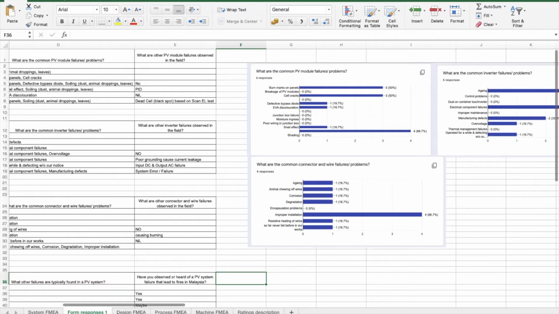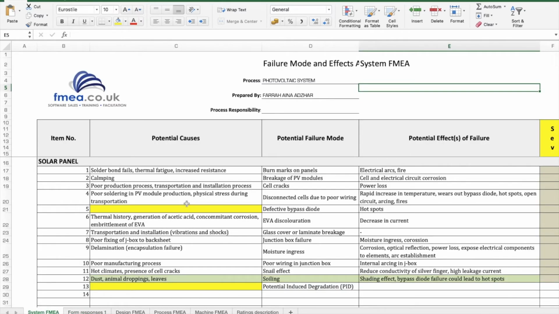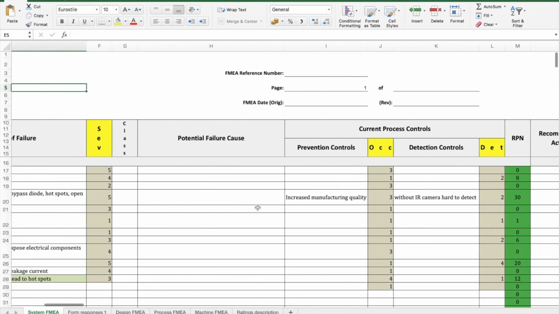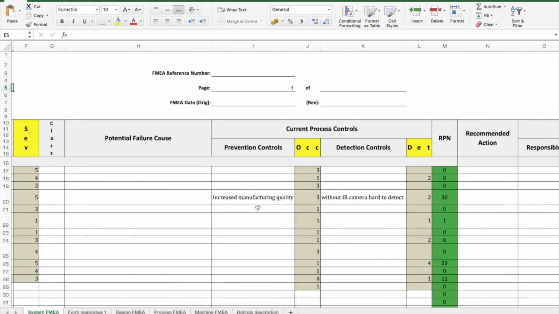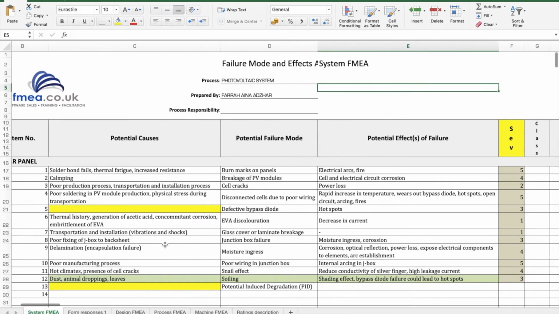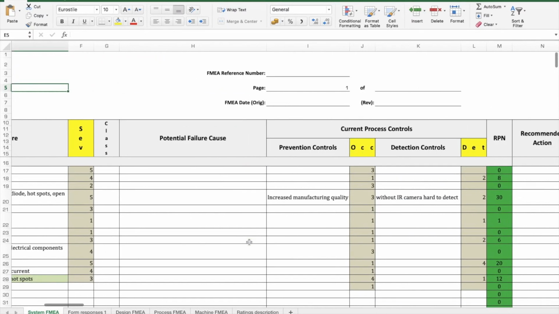So from here, I have downloaded this template for system FMEA from fmea.co.uk. Basically, this template will help me organize the failure modes and give the ratings for severity, occurrence, as well as detection. For the failure modes, causes and effects, also the potential failure modes, I get them from the literature review because there are extensive studies on the failure modes, causes and effects. From there, I can also give ratings for the severity, occurrence and detection. I gauge from both the literature review as well as from the survey.